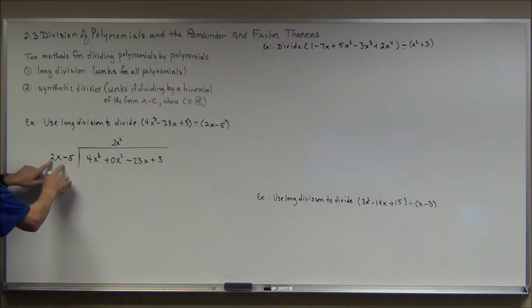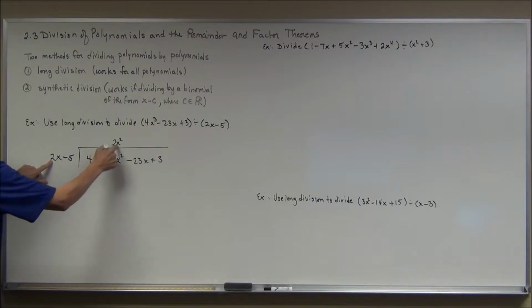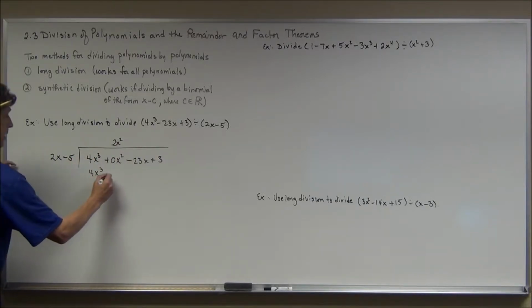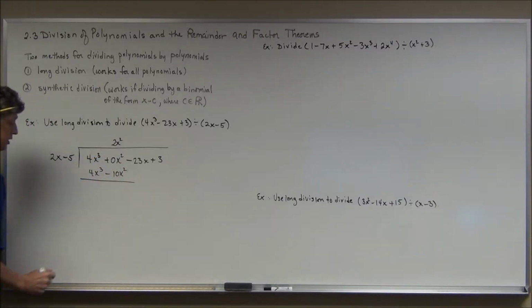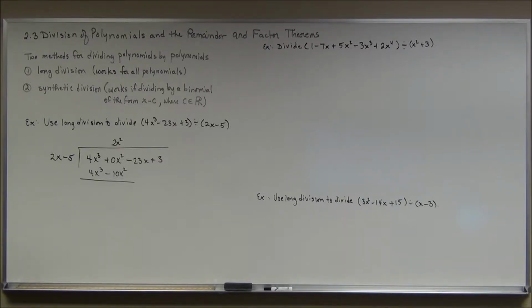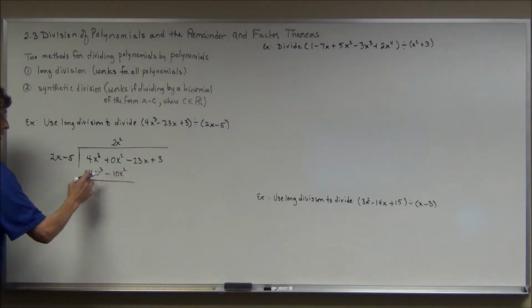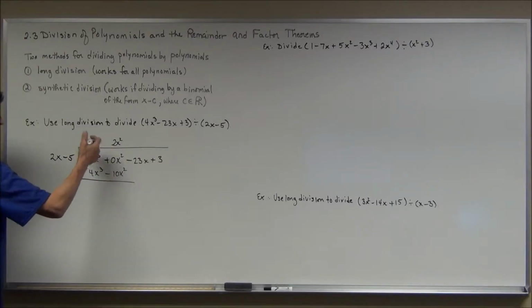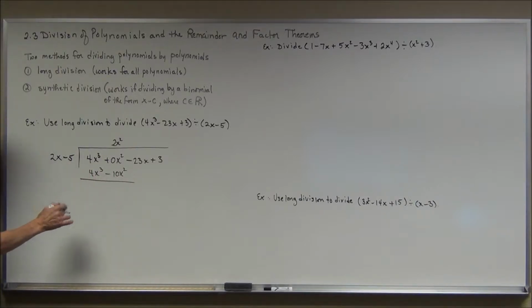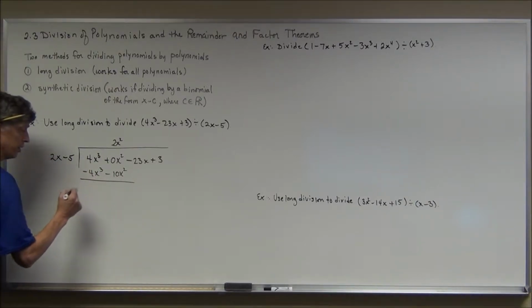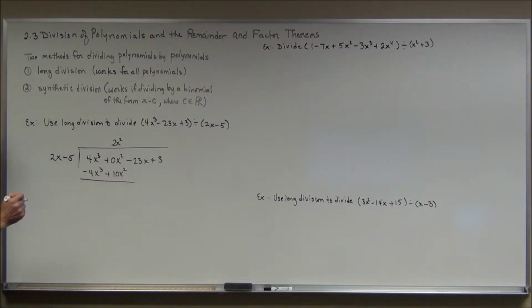2x to the second times 2x is 4x to the third. 2x to the second times minus 5 is minus 10x to the second. See how my like terms are lined up? And I'm going to subtract. Now, you have to be careful when you're subtracting, especially if you're subtracting negatives. So my suggestion is that this line you just got from multiplying, think of it as adding the opposite. Rather than subtracting this, we're going to add the opposite of this. So to do that, I'm going to change the signs. I'm going to change the sign on the first term, and the sign on the second term. See what I've done? And then instead of subtracting negatives, I'm just adding.